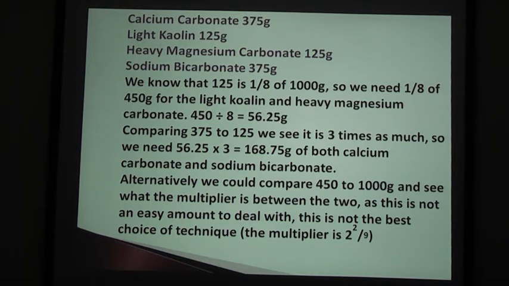It's not the easiest, and it would be in this case 2 and 2 ninths. If you can do that and that's your strength, then fine, you work that relationship out and you multiply every ingredient by it. That's a standard technique. But if the relationship is not so simple and we start going into complicated fractions, then you might say to yourself, okay, there's another way of doing this, and that is saying to myself that I know 125 is an eighth of 1,000, so I need an eighth of 450. And working it out that way.